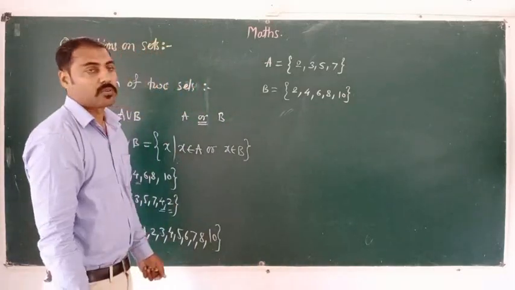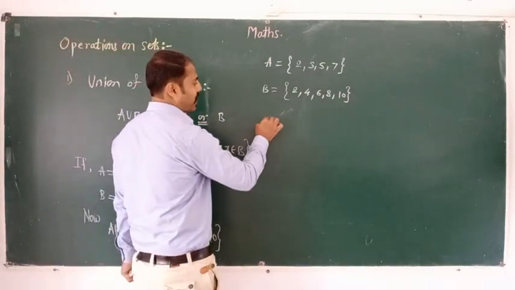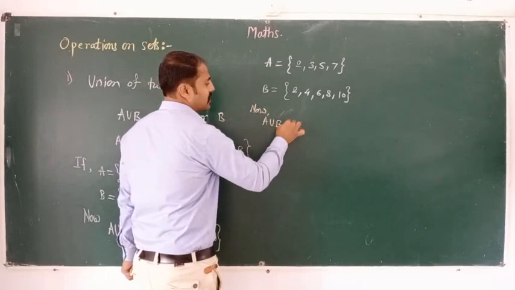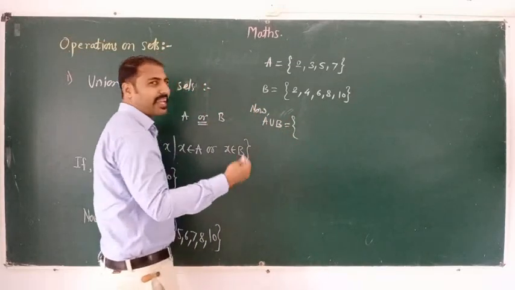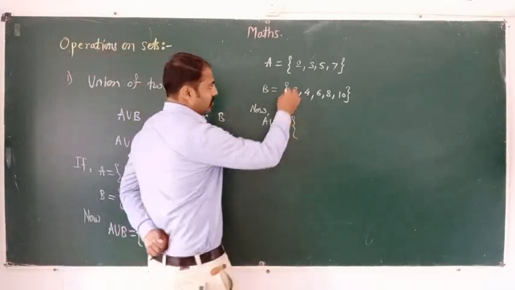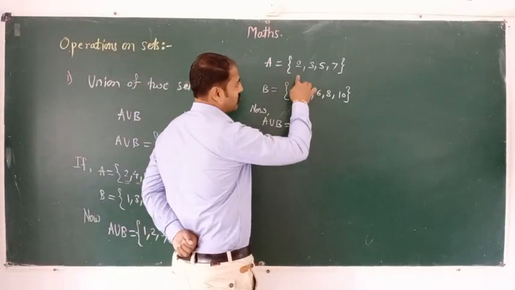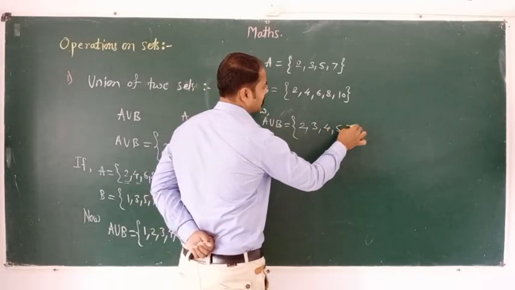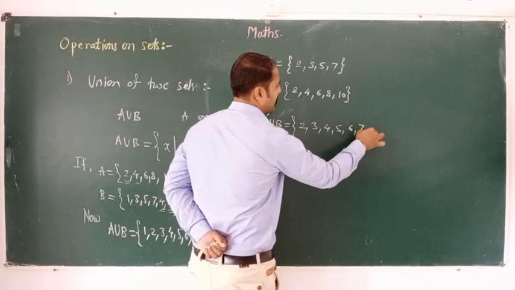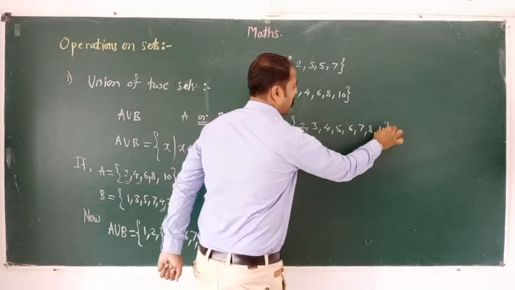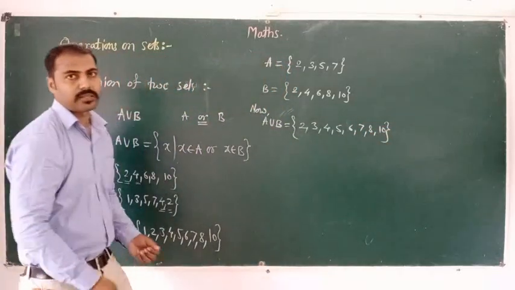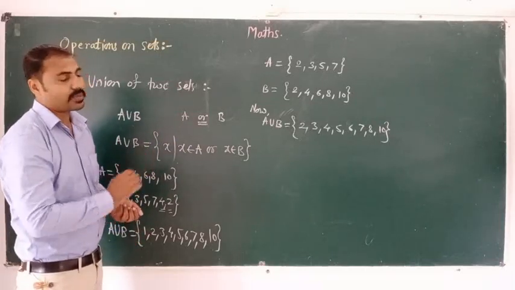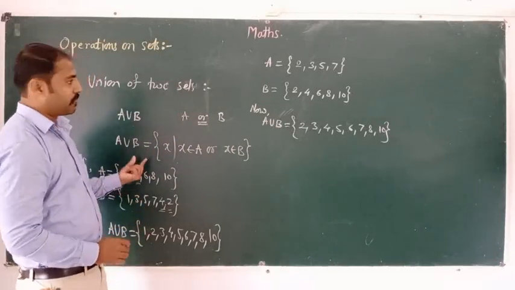Now from these we find A union B, as it is a set of elements which are in A or in B. I am writing 2, 3, 4, 5, 6, 7, 8, 10 from both, all the elements in A and B. That is nothing but A union B.